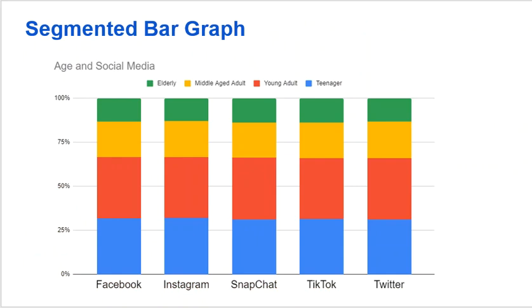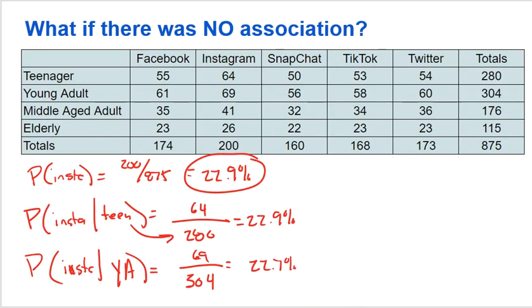Look at Facebook, Instagram, Snapchat, TikTok, Twitter. Teenagers, all about the same. Doesn't matter. Look at the red, young adult. All about the same across the board. Oh, look at the middle-aged adult. All about the same across the board. Again, that's no association. You're kind of seeing the same thing happen across the board.